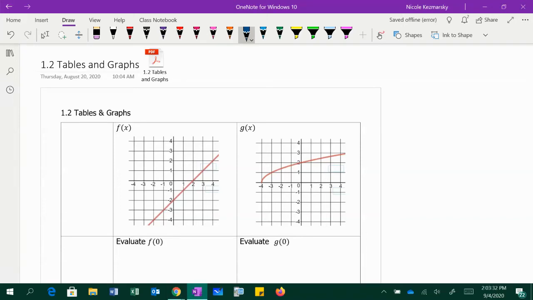This is 1.2 tables and graphs. So this is a review of evaluating functions when you're given a table or a graph. So let's start with some graphs.